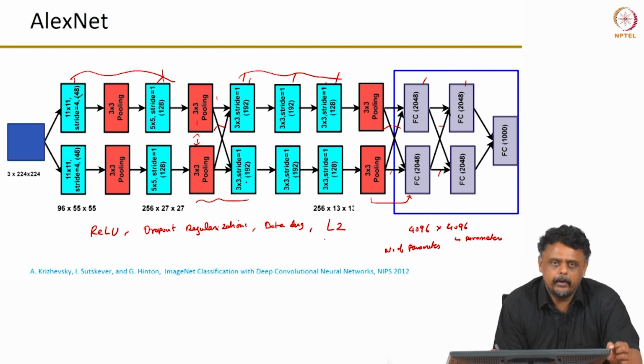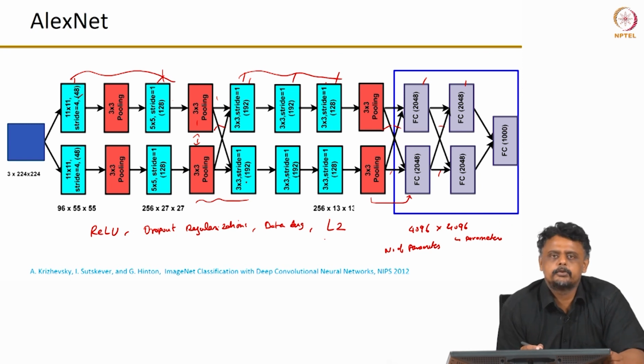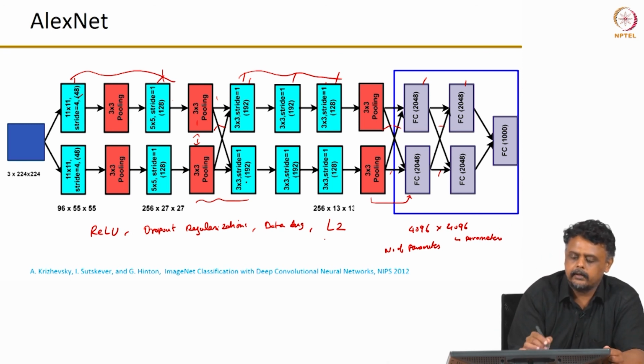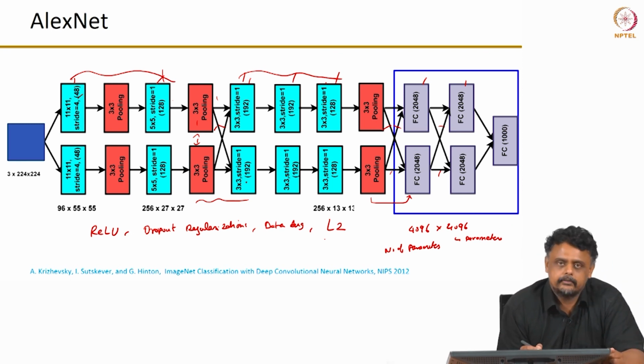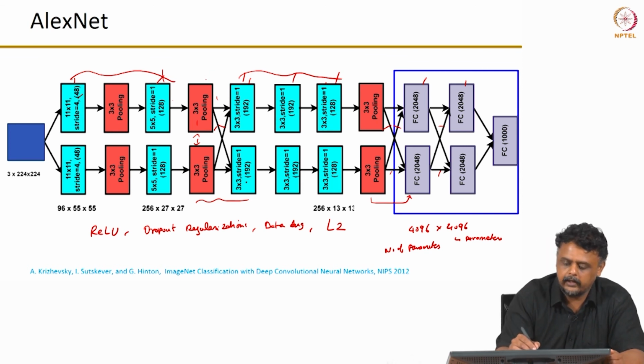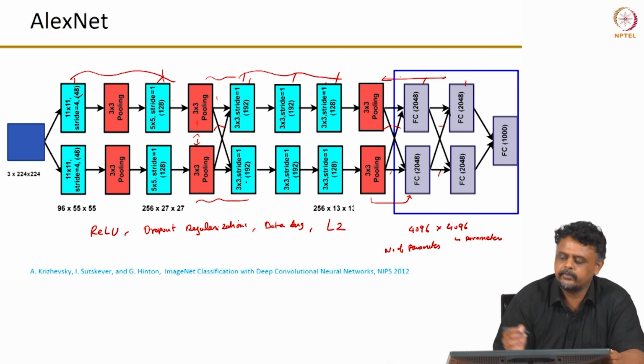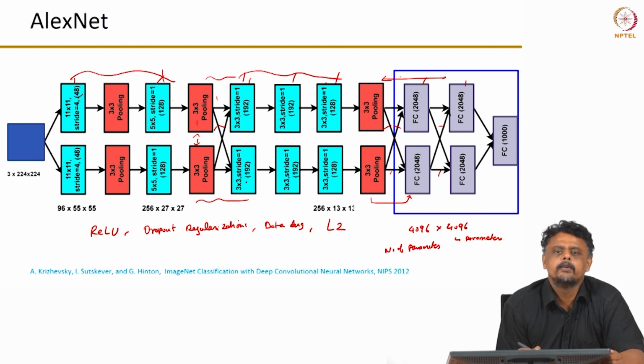It had 2 pathways, and the authors also report that having these multiple pathways actually improved their results. 2 pathways in the sense the computations were split across 2 GPUs, but as we saw, the computations were not shared, except in one or two layers, especially this layer here, and towards the end the fully connected layers, which is where the computations were shared. Other than that, we can call these 2 separate pathways.